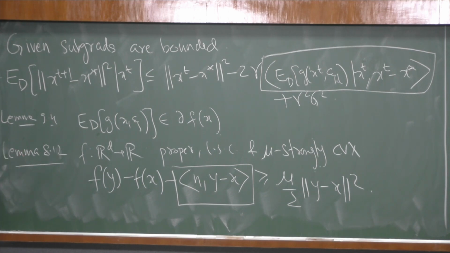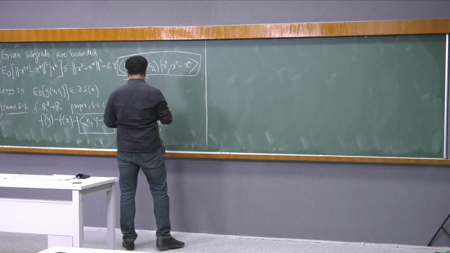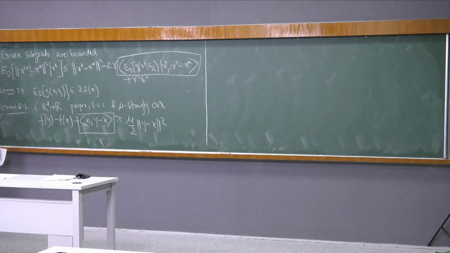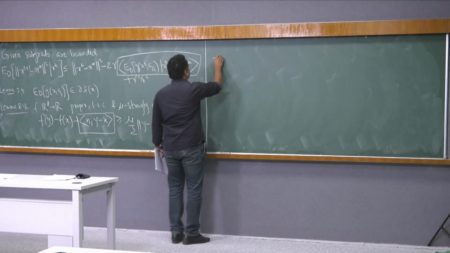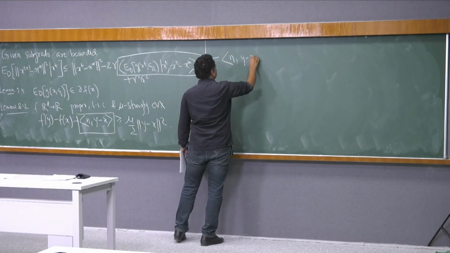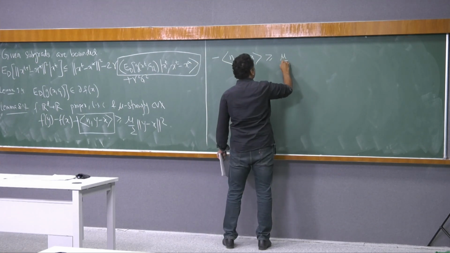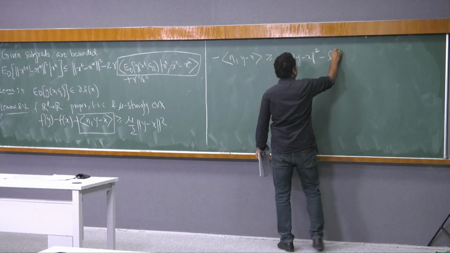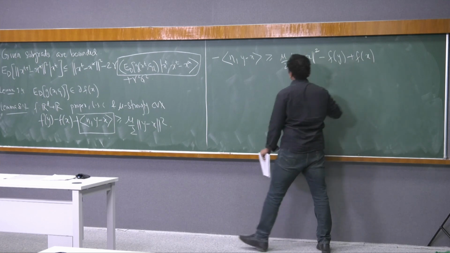So we solve for this inequality and set proper choices of x and y. This inequality tells us, especially for the inner product, that there is a negative here, and what we are looking to bound is also negative, so we can keep the negative term here. Then eta times (y minus x) is greater than or equal to mu by 2 norm of (y minus x) whole squared, minus f(y) plus f(x).